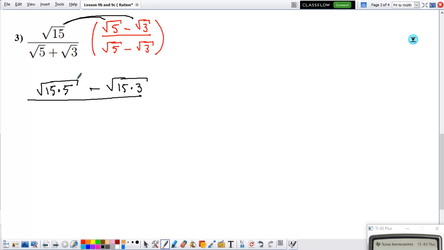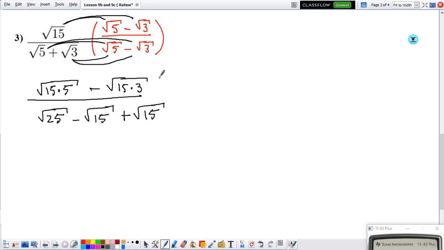So now we need to distribute the denominator. Square root of 5 times square root of 5 is equal to square root of 25. Square root of 5 times negative square root of 3 is negative square root of 15, because again, when you multiply square roots, you pretty much just multiply the insides. Now we have square root of 3 times positive square root of 5, which becomes just positive square root of 15. That's what we just did here. And square root of 3 times negative square root of 3 is equal to just negative square root of 9.